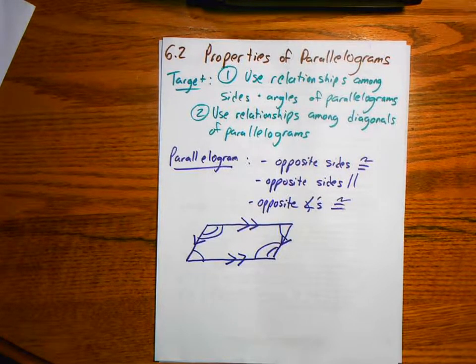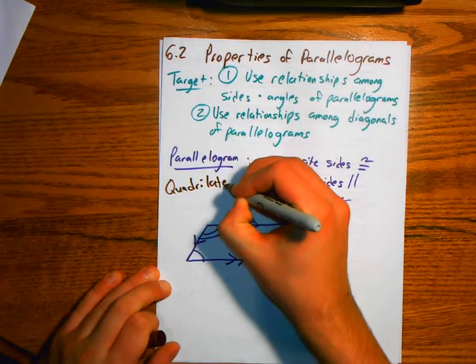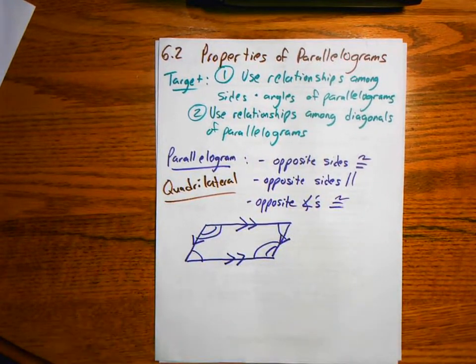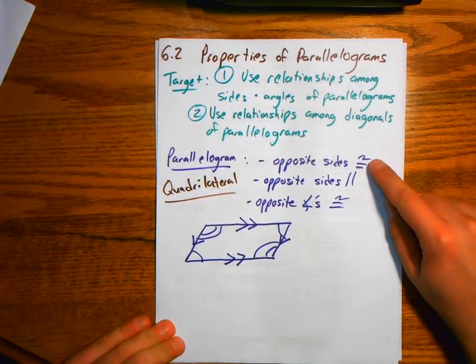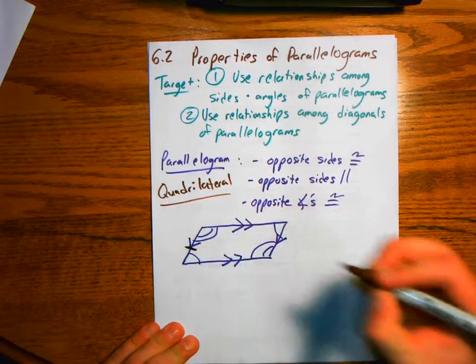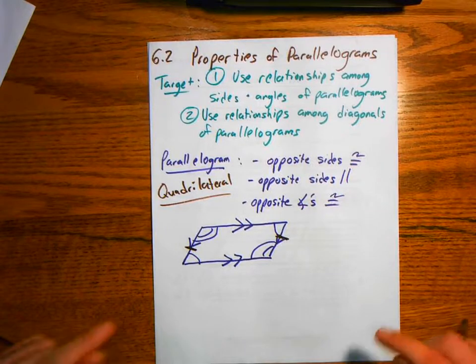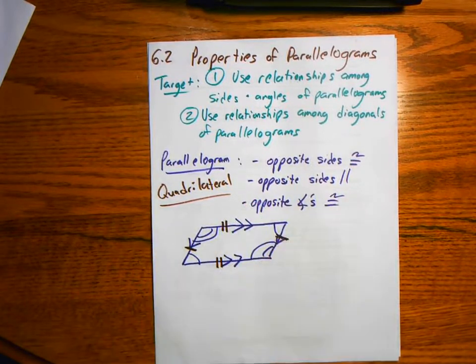So a parallelogram is a quadrilateral with a few specific properties that make it a unique quadrilateral. Every single quadrilateral that is a parallelogram has opposite sides that are congruent. So down here in this parallelogram, this side is congruent to the opposite side. The opposite sides are congruent. Same thing with the top and the bottom. They are the exact same length and they are congruent.